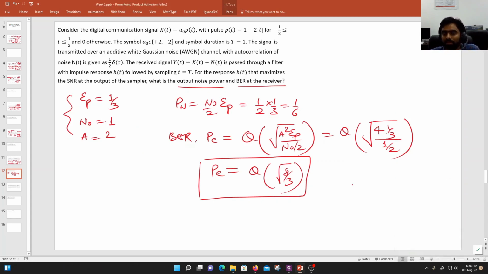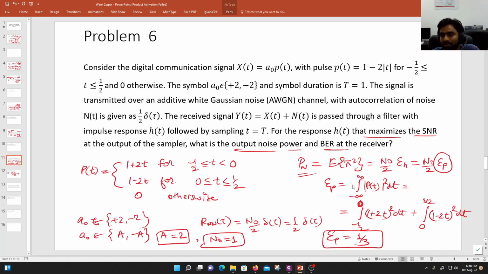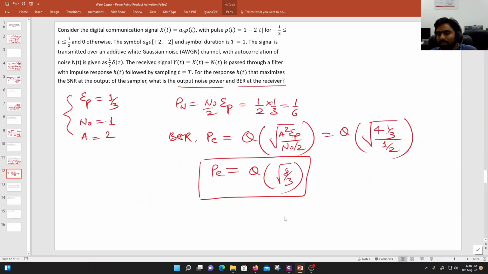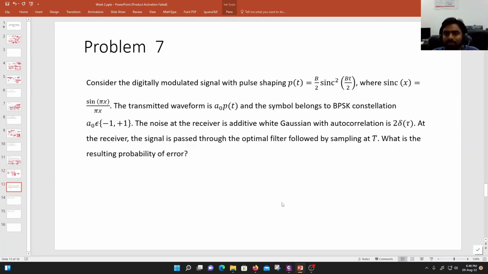So is this clear, or is any clarification needed at any step, CGC steps? The energy you have to find, we have seen previously, but the problem is different, so this requires some time. Solve it in your free time then. Okay, so now the last problem of the day.